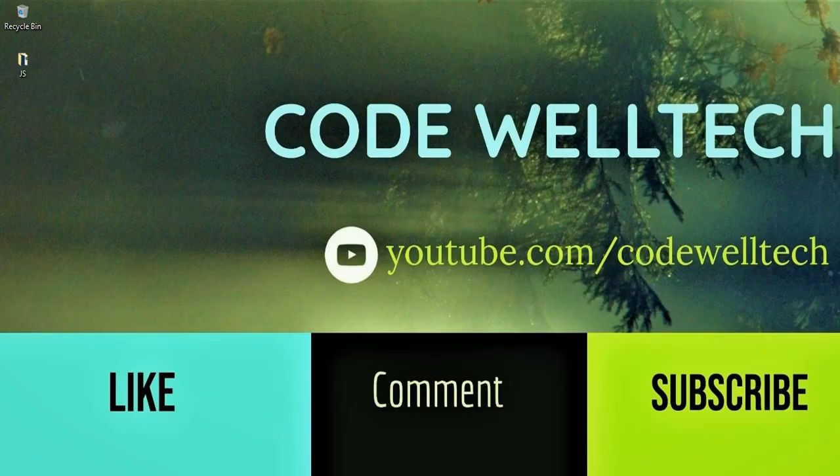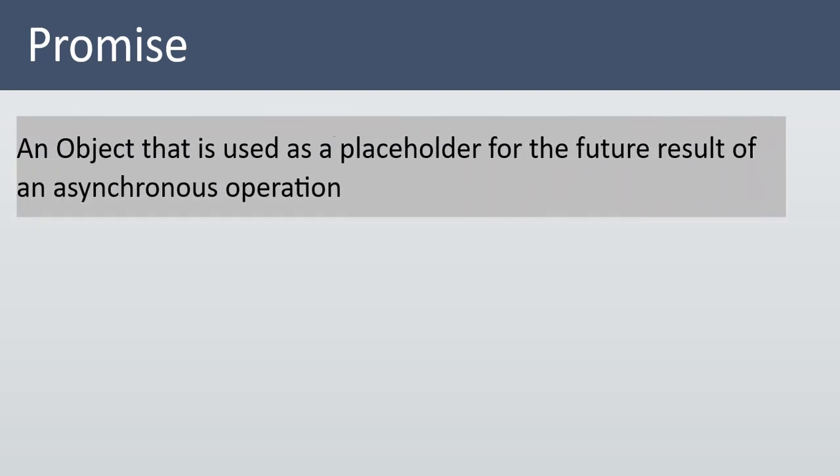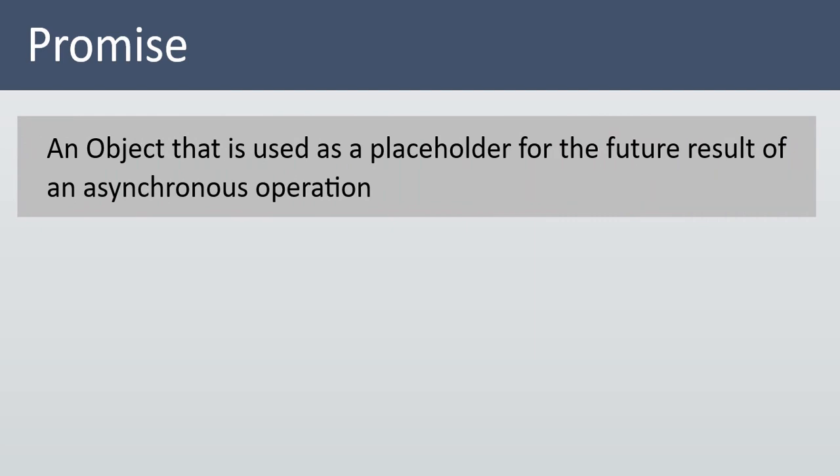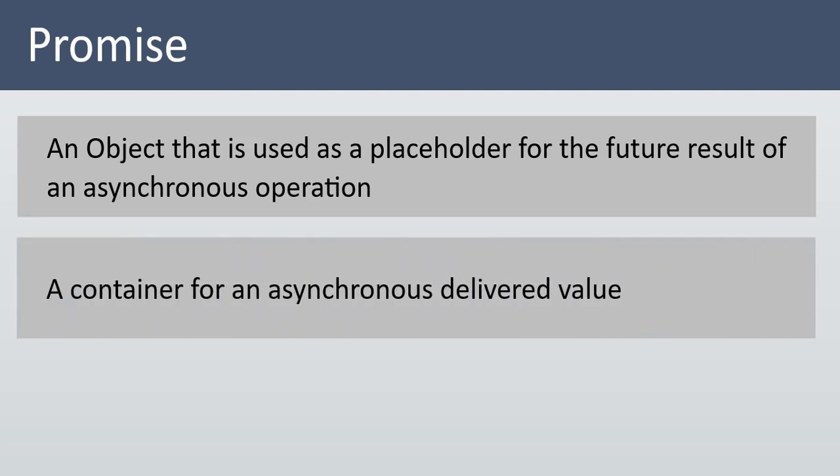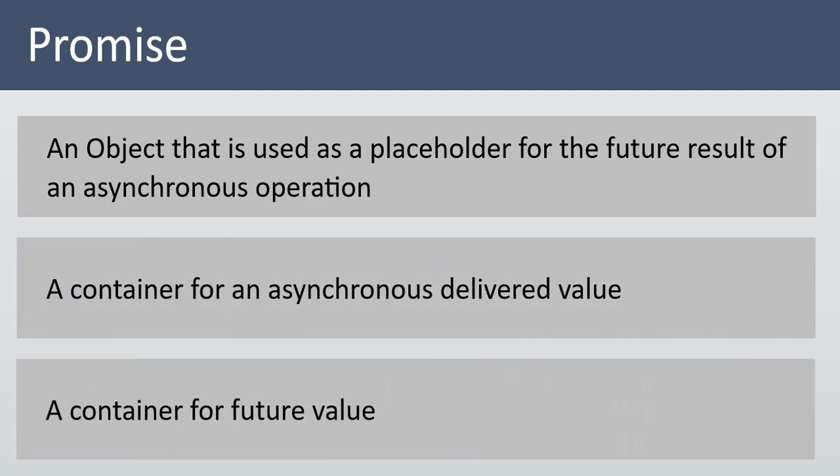Hello again. In the last session, we discussed callback hell. To overcome callback hell, we have promises. Let us see how to create a promise and consume it in this session. Before that, what is a promise? A promise is a JavaScript object that acts like a placeholder for an asynchronous operation. In simple words, a promise is a container for a future value.